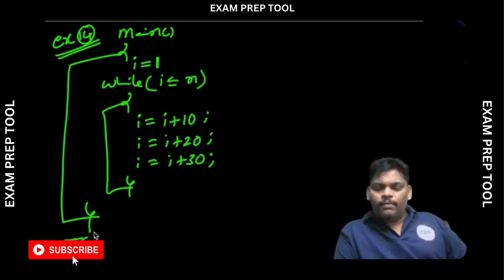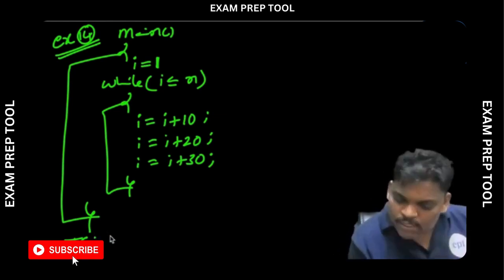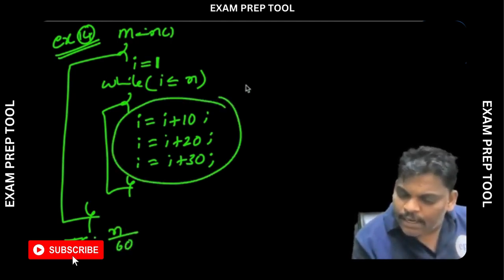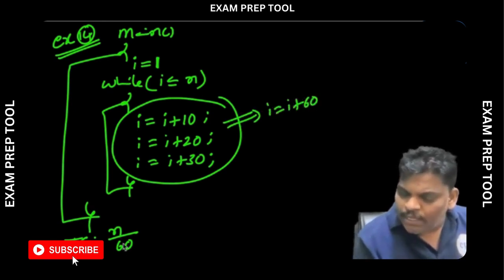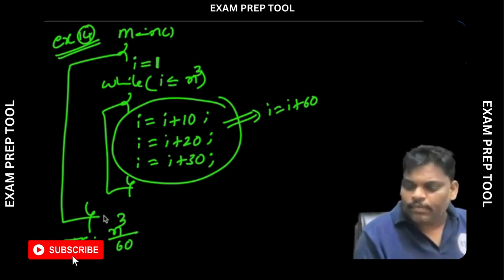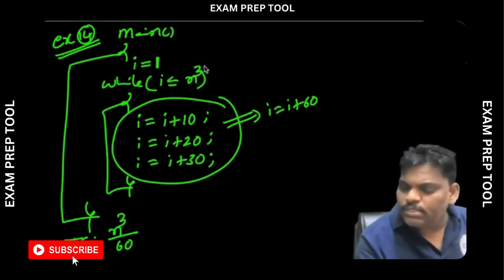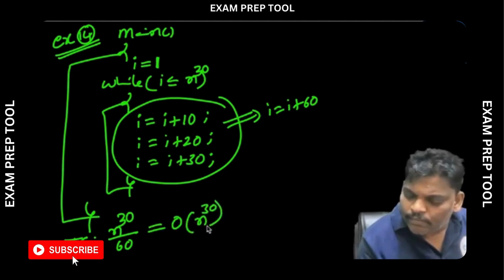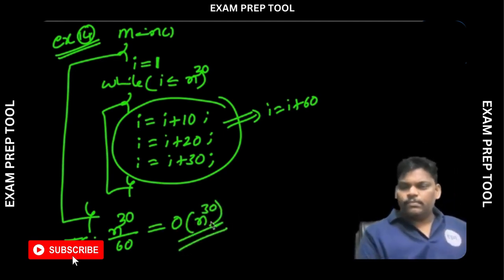Yeah, someone mentioned n by 60. So overall, if you see 10 added, 20 added, 30 added, this will become I is equal to I plus 60. It is going to be n by 60. If here n, then n by 60; if n cube, n cube by 60; if n power 30, n power 30 by 60, which is nothing but big O of n power 30.